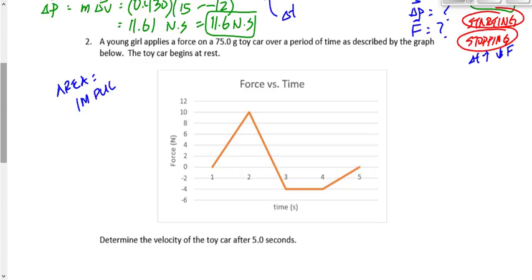Yeah, I know what you mean there. You know what you mean too. Area is equal to impulse. Good. So what you want to do, regardless of what we're asked for, is to find the area of this.